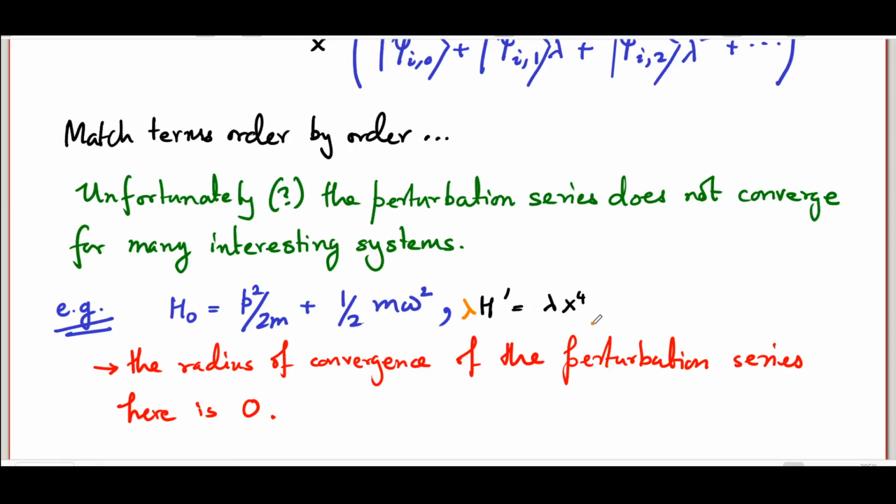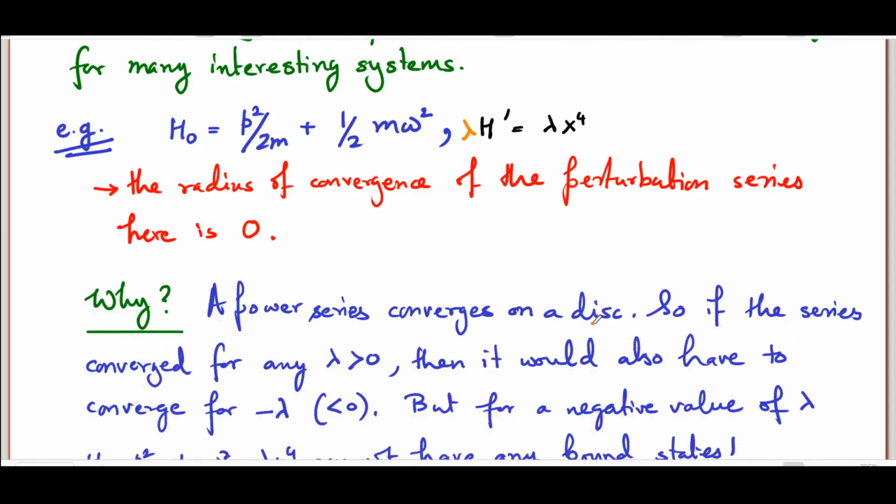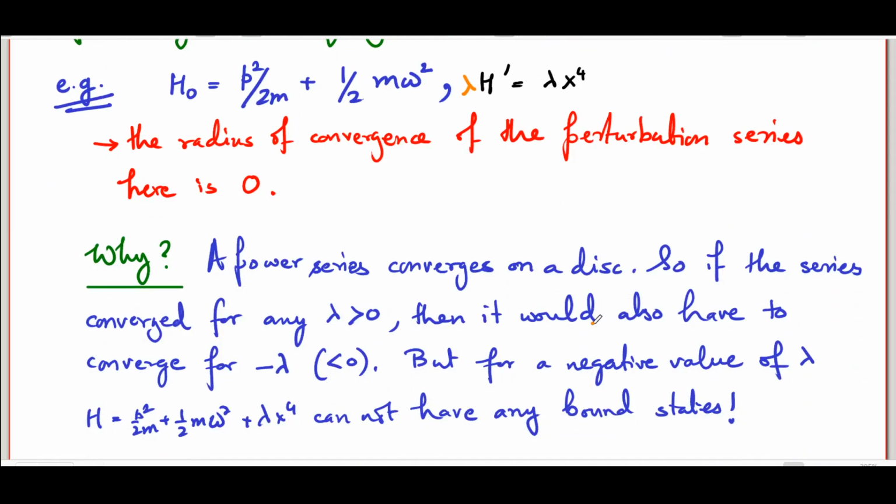Why do we know that? The answer is pretty simple actually. The answer lies in the basic properties of a power series. If it converges, it converges on a disk centered at the center of the series, in this case, lambda equal to 0. So if the series that we are writing down here, a series in powers of lambda, converges for any positive lambda, then it would have to converge for minus lambda as well, because lambda and minus lambda would both be inside the same disk, centered at the origin.